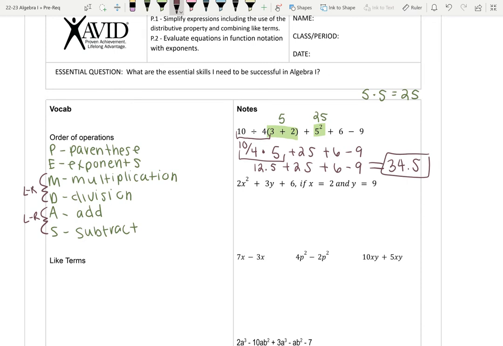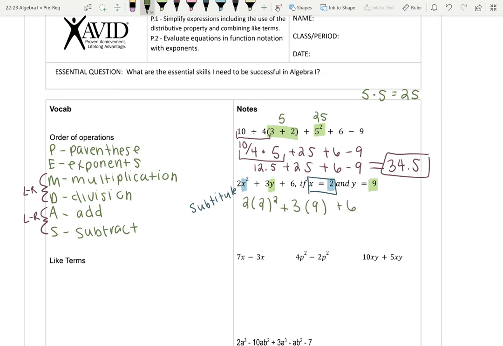All right, we're going to do it again on this next one, but this one is a little bit different because we have some substitution to do. So if you want to make yourself a note, when you see something like this, that means substitution. So that means that I'm going to put 2 in for the x, and then I'm going to put 9 in for the y, and then I'll do my order of operations. So by doing that, I get 2 times 2 squared plus 3 times 9 plus 6.